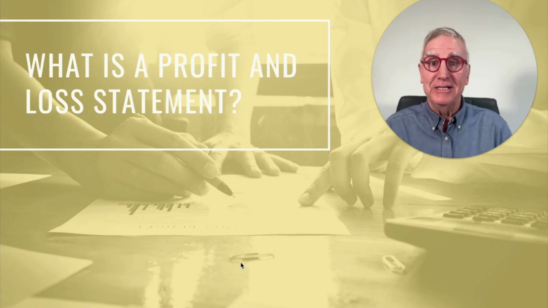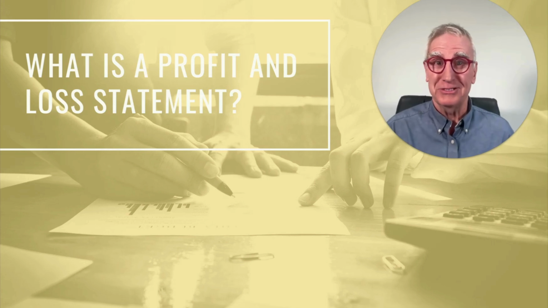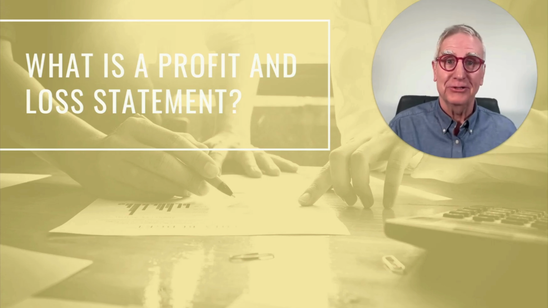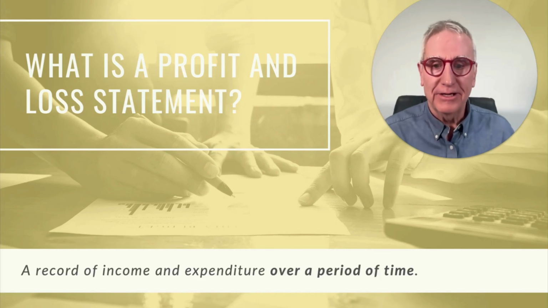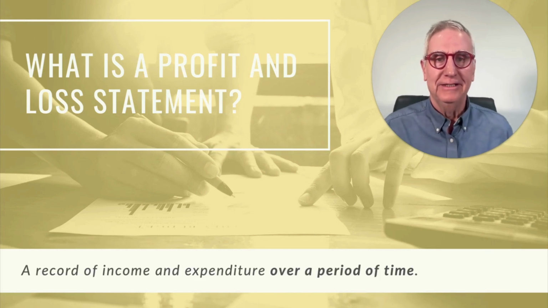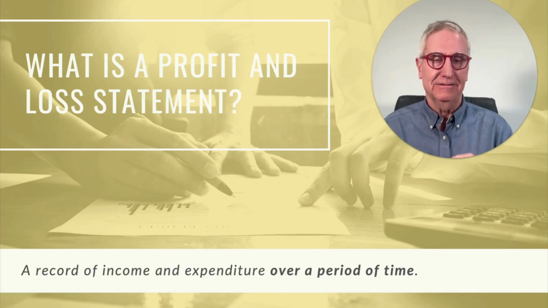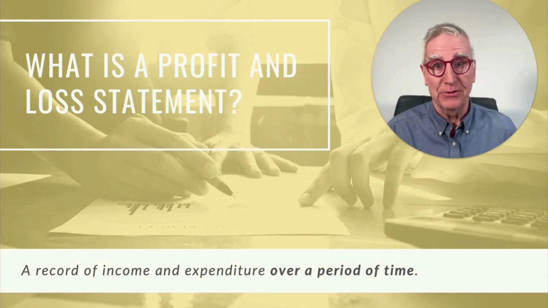And the key question is, what is a profit and loss statement? It's sometimes called profit and loss account, sometimes called profit and loss statement. In simple terms, it's a record of income and expenditure over a period of time. Now, there are some really important things to get in your mind here. Probably you look at the profit and loss once a year with your accountant and he tells you whether you've made a profit or not.